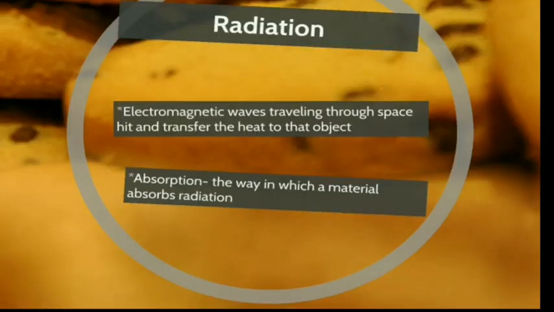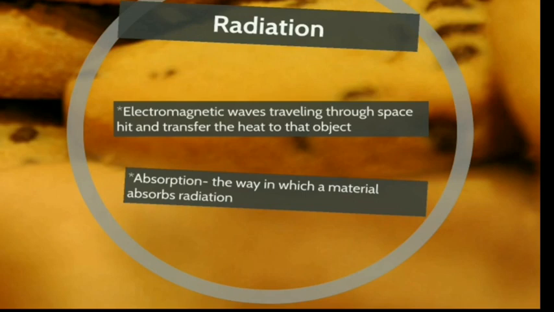Next, radiation. Electromagnetic waves traveling through space hit and transfer heat to an object. Absorption: the way in which a material absorbs radiation. Cookie dough absorbs radiation from heat transferred by the oven. Radiation plays a major role in cookie baking. We all have doubts how radiation is used in cookie baking, but it is one of the major roles.